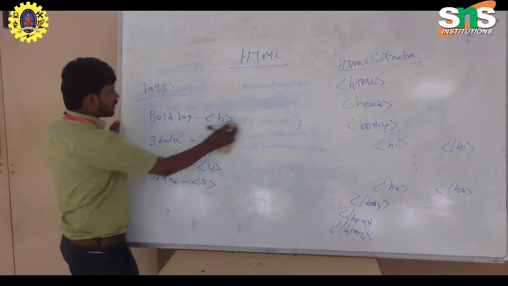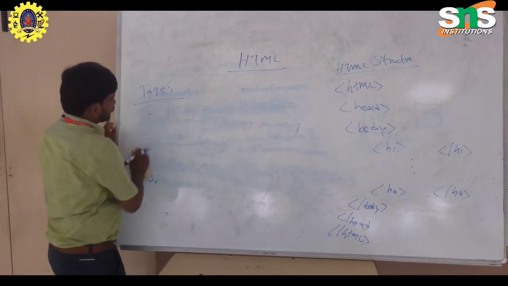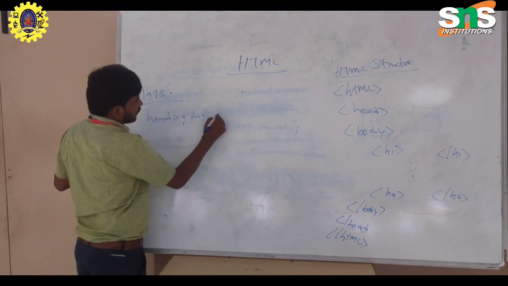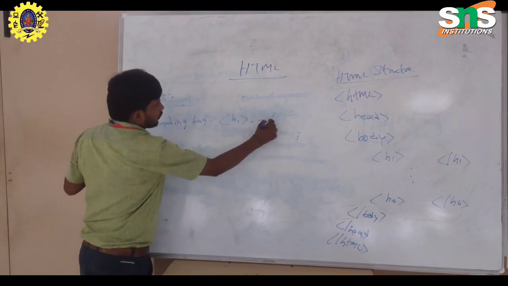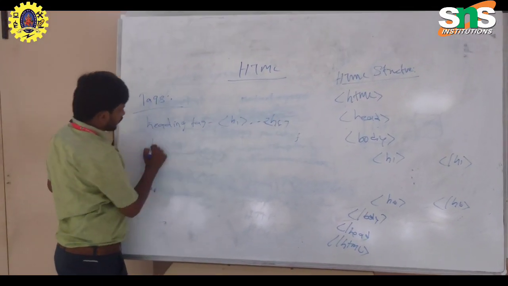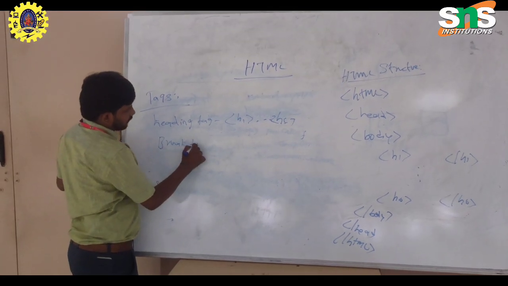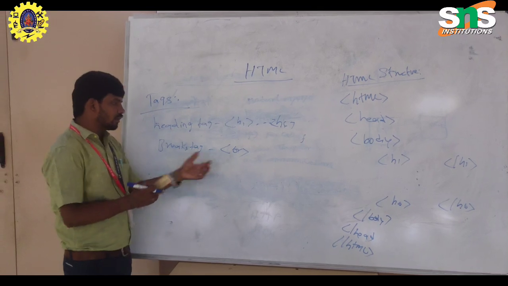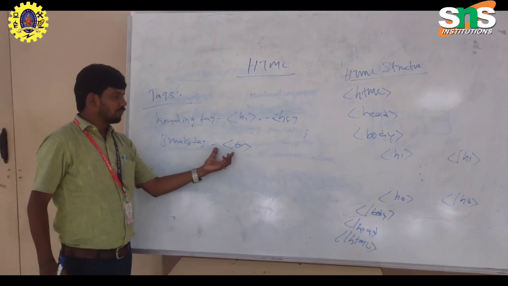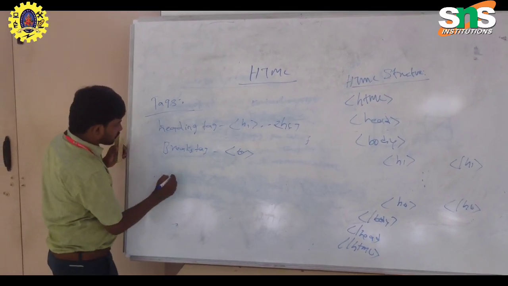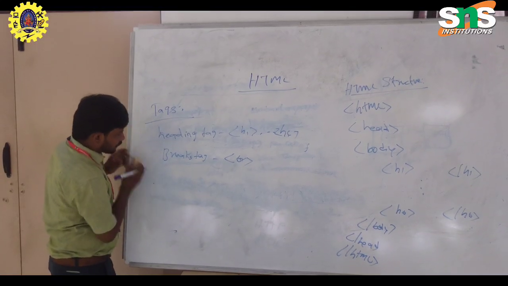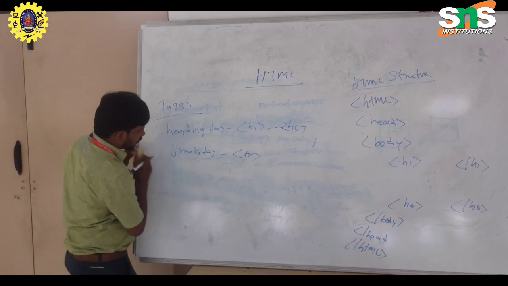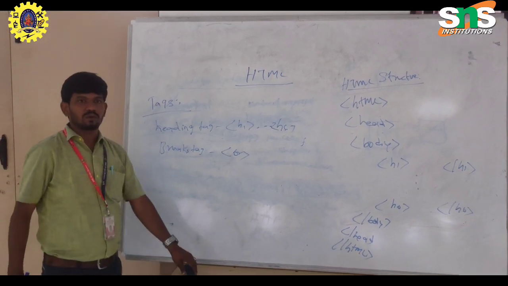Now we are going to think about the heading tag. We call it H1 to H6. Next is the break tag. It is BR. The BR is used for breaking a statement. That is the break statement. Next is color. Okay, so this is all about basic HTML tags.